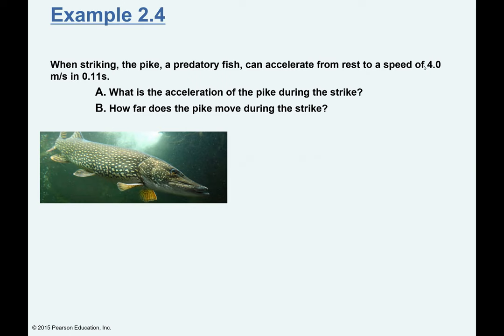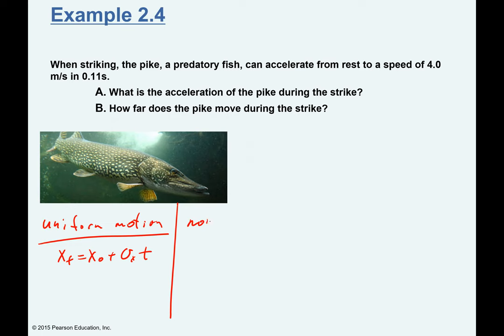Now, the first step will be to identify what type of problem this is. Uniform motion or non-uniform motion? Because remember, if it's a uniform motion, then you have basically one equation: X final equals X initial plus Vx times time, just that equation. If it's a non-uniform motion, then you have the other four kinematic equations, just like I showed you.